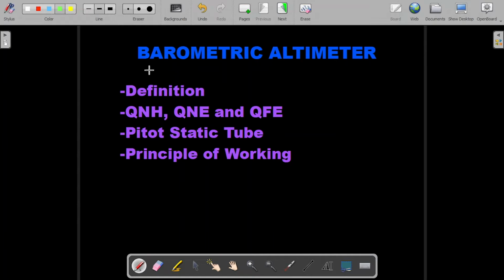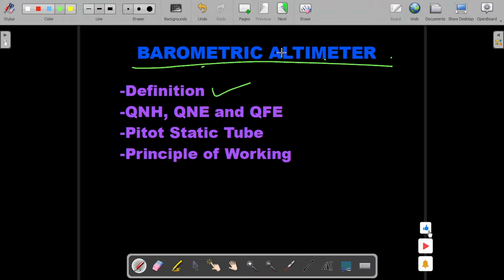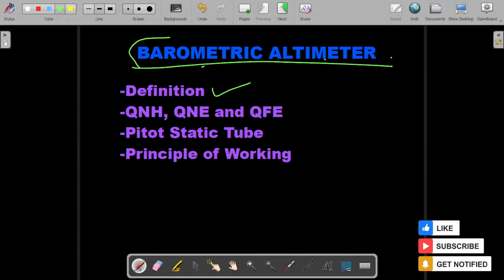Today's topic of discussion is the barometric altimeter. It is made up of two words, barometric and altimeter. Barometric is the study of air pressure, and altimeter is any device which calculates the height. So I'll cover the definition. A barometric altimeter is any device which lets us measure the height utilizing the air pressure of the surroundings.